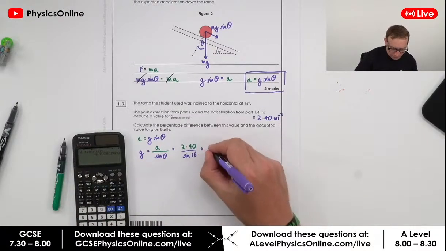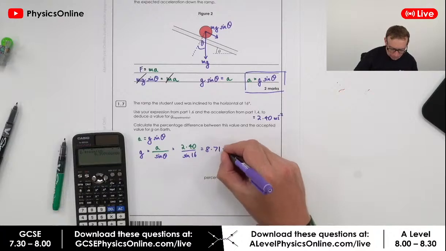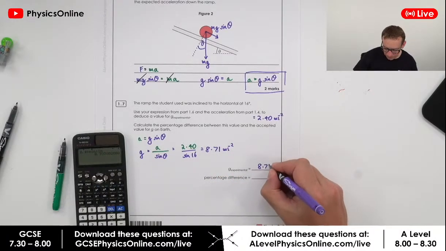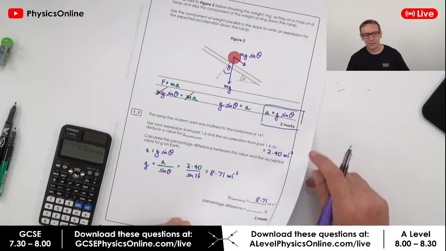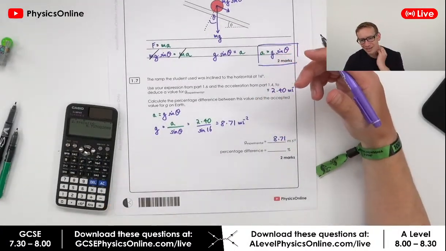And that means g is equal to 8.71 meters per second squared. So 8.71. Okay, so that's the experimental value for the gravitational field strength. Thank you, Maria.